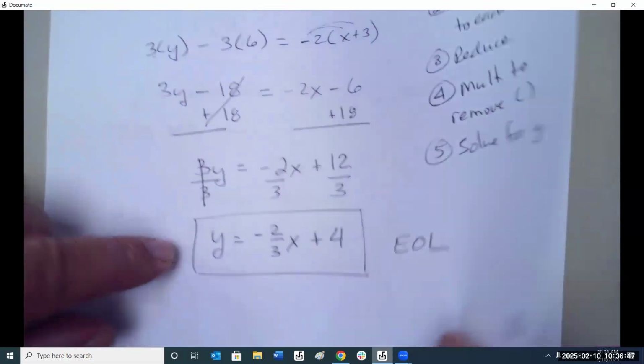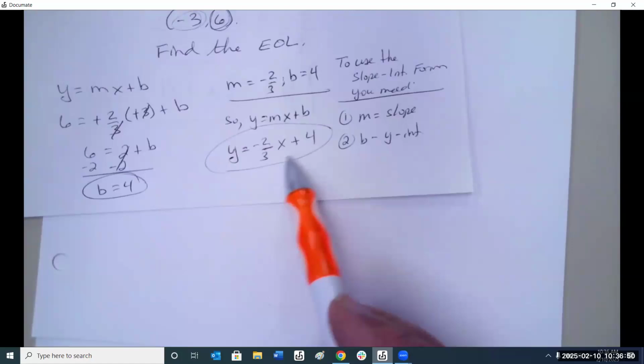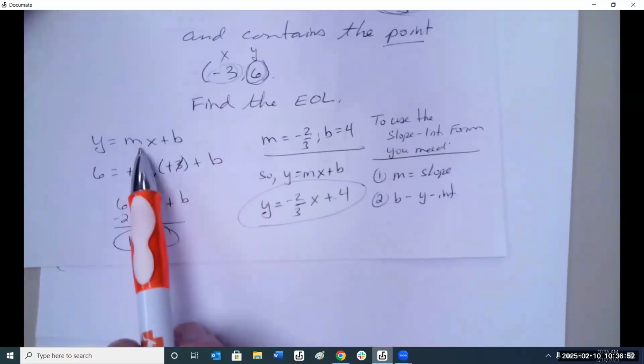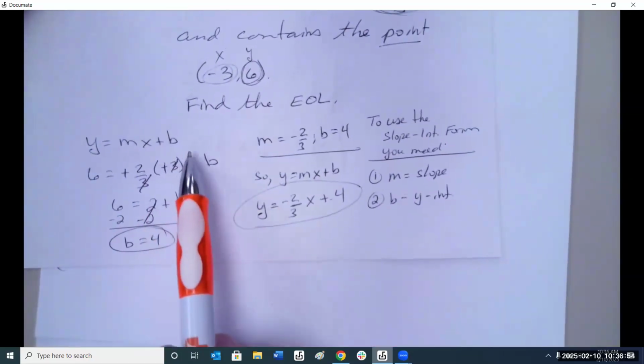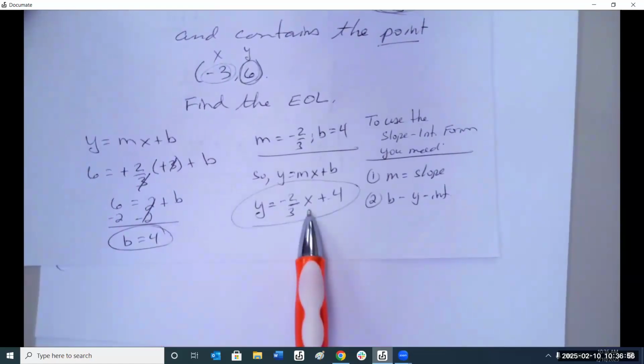This is the same thing we got last time. Remember when we just used the y equals mx plus b and plugged in everything, solved for b, and then plugged it in there?